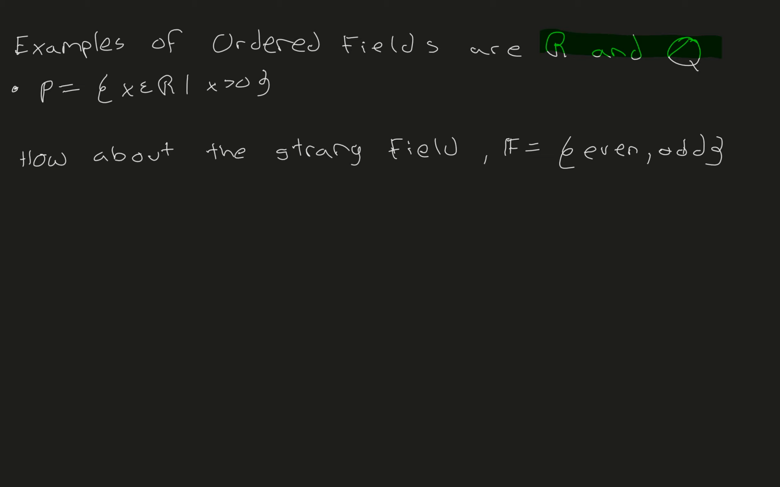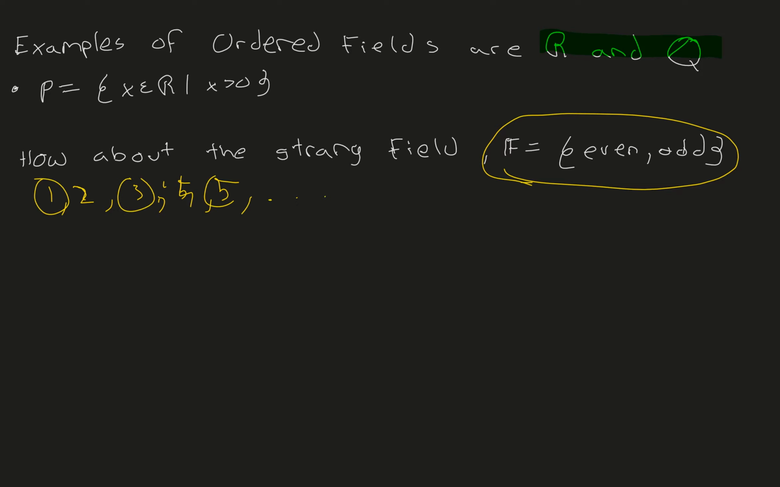So let's take a look at why we really need ordered fields. If you remember from the previous video, this weird field, the even-odd field, where there are only 2 elements. If you consider 1, 2, 3, 4, then 5, and so on, 1, 3, and 5 all represent the same element, they represent odd, and 2 and 4 also represent the same element, they represent even.